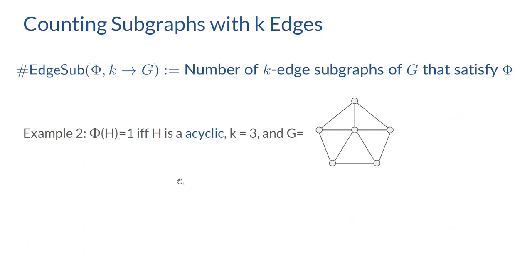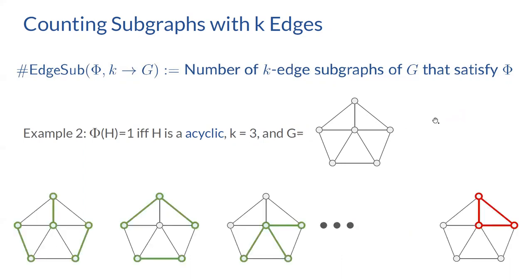As another example, consider the property of being acyclic. Again, k is 3 and G is this graph. Then I didn't list all of them, but here are some of them that are acyclic. So again, the 3-matchings are acyclic, but also this graph here and this graph here are 3-edge subgraphs of G that are acyclic. Note the subgraphs are not necessarily induced. As a non-example, this triangle here would not be an acyclic 3-edge subgraph of G.